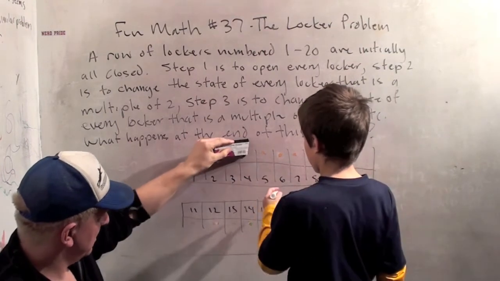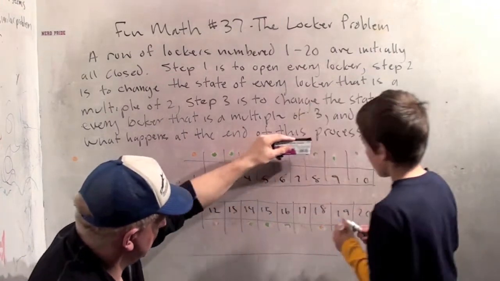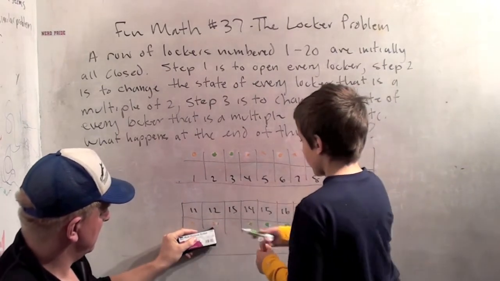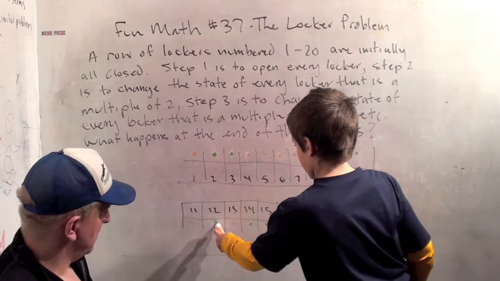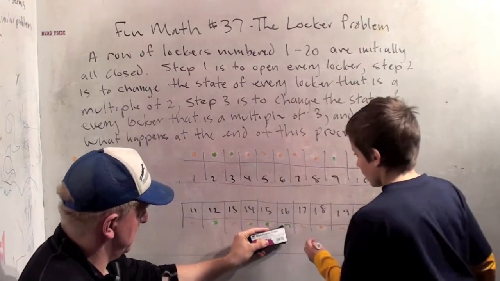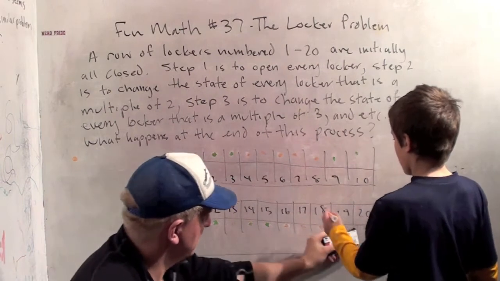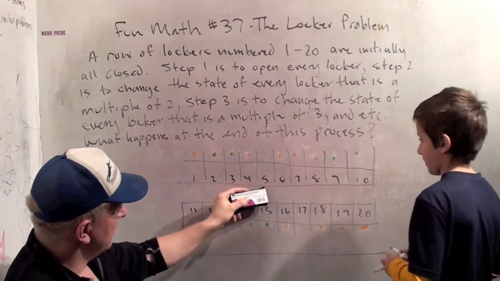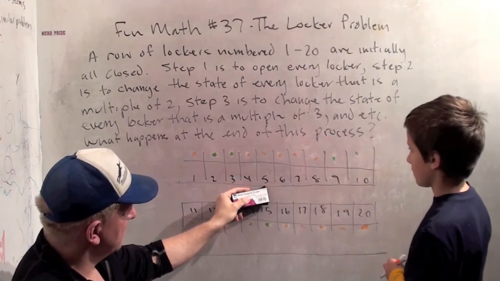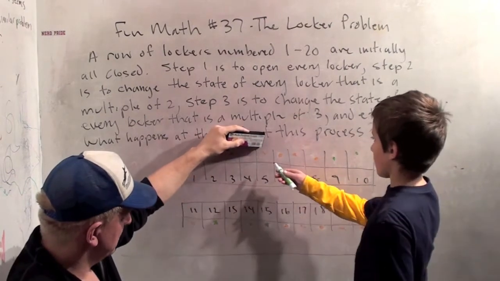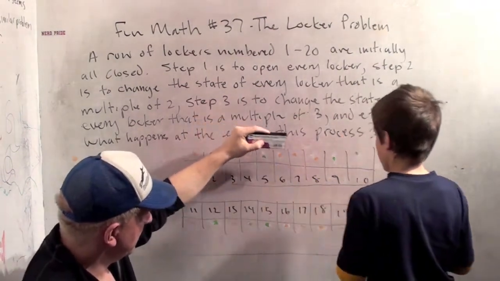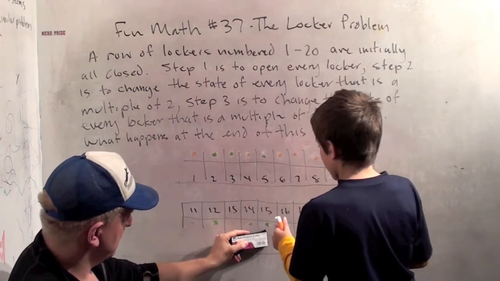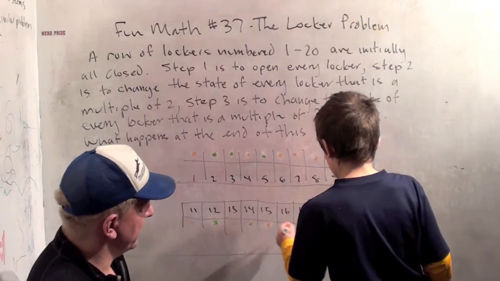Now multiples of 4. 4, we open. 8, we open. 12, we close. 16, we open. 20, we close. No, wait, we open. Okay, woo! Now multiples of 5. 5, we close it. 10, we open it. 15, we're going to open it. 20, we close it.